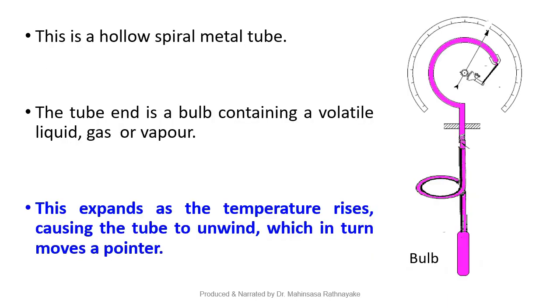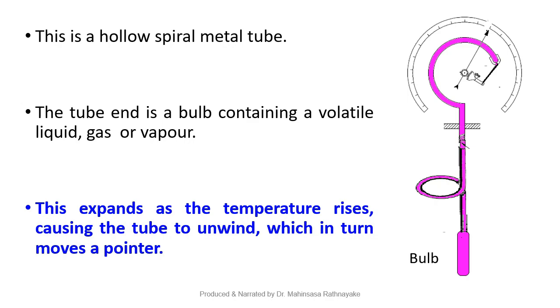So as you can see in this figure clearly, a hollow spiral metal tube is used. Inside the bulb, it might be a volatile liquid, a gas, or a vapor. So when the temperature changes, this gas or the liquid or the vapor expands. Due to the expansion, this tube is unwound. That creates a movement in the indicator. So we can scale the indicator with the proportionate temperature scale.